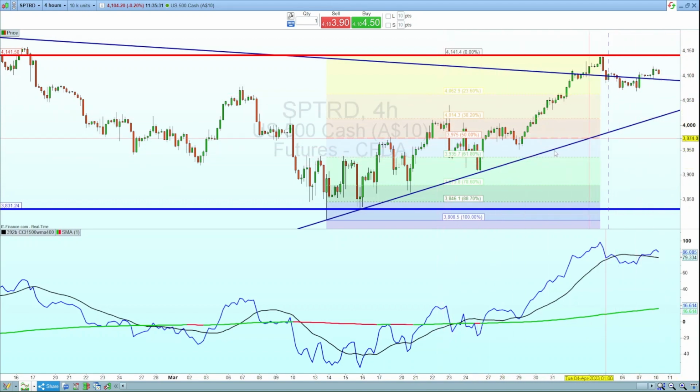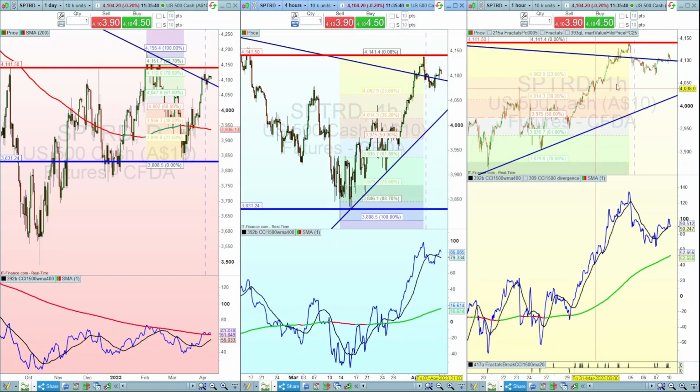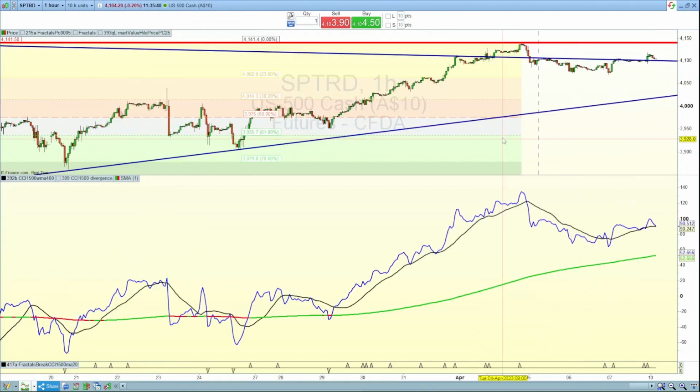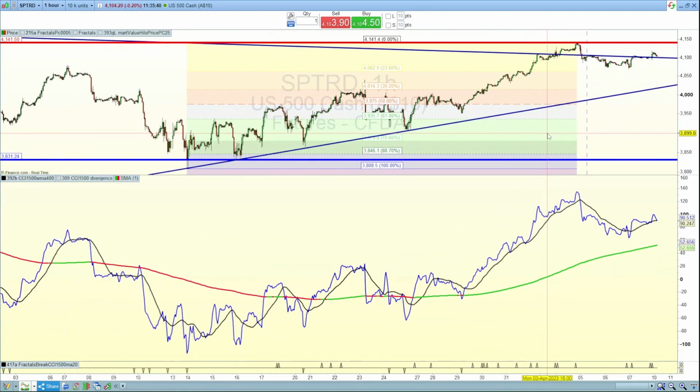So if it breaks below this ascending trend line, our next level will be the 61%, but we're some way off that at the moment. But do notice also the CCI is broken in a smaller moving average. It's broken to the downtrend and approaching the larger moving average 400. On the hourly chart, you can see it more clearly.